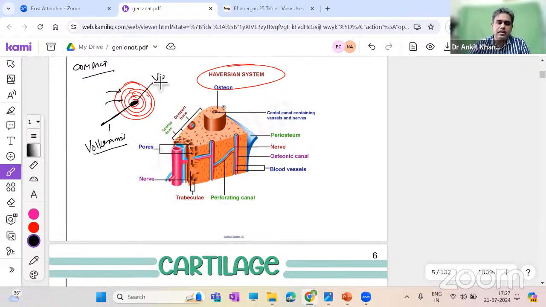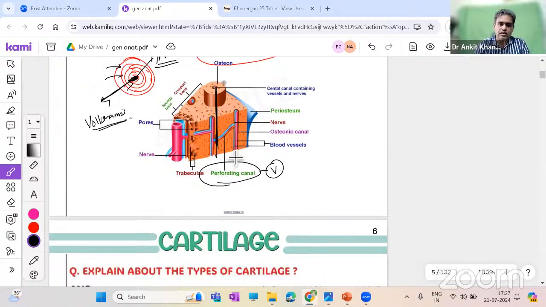In the center, we have the Haversian canal, right? So in the center, we have the Haversian canal, and perpendicular to the Haversian, we will have the Volkmann's canal. Here you can see the perforating canal. This will basically be a Volkmann's canal, and the Haversian canal will be going parallel to the long axis of the bone. So remember that part as well.